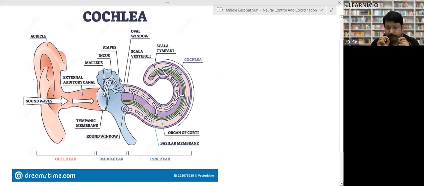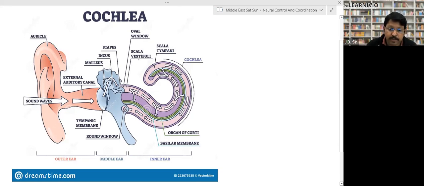As I have already mentioned, these are called ear ossicles, and they increase the intensity of sound 20 times, and they do not change the frequency, right? Now these ossicles vibrate. After the vibration, the sound passes into the canal-like structure, that is the internal ear. In the internal ear, there are certain tubes, right?